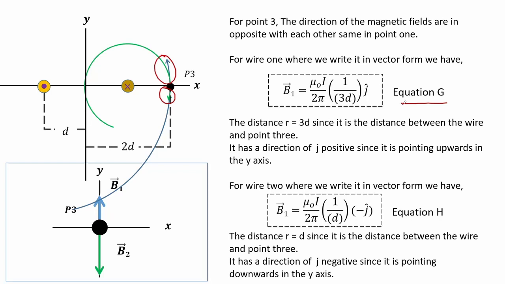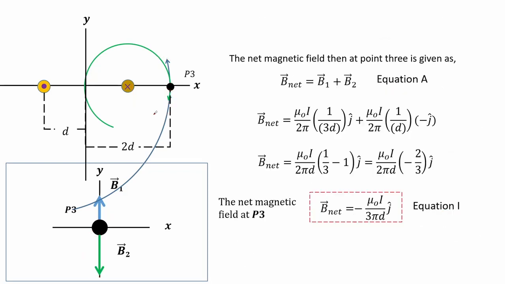For wire 2, written in vector form, we have equation H. The distance r is equal to d, since it is the distance between the wire and point 3. It has a direction of negative j hat, since it is pointing downwards along the y-axis. The net magnetic field at point 3 is then given as equation I.